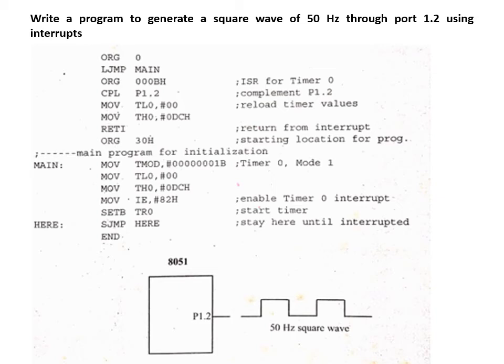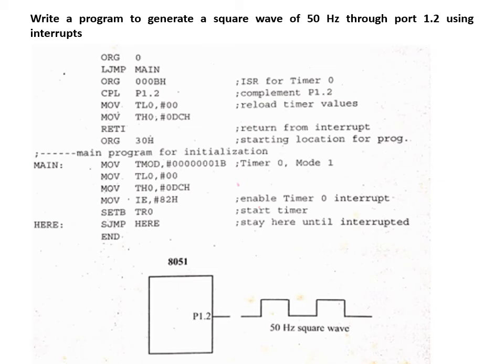As the concept of interrupts is being used, we have to program the IE register with a suitable value. Let us look into the program. ORG 0, LJMP main, that means we are bypassing the interrupt vector table. Then the control will come to the main program. TMOD is loaded with 00000001, that is #01H, which indicates timer 0 is used in mode 1. Then, as discussed earlier, we need to load TL0 with 00 and TH0 with the immediate data DCH.